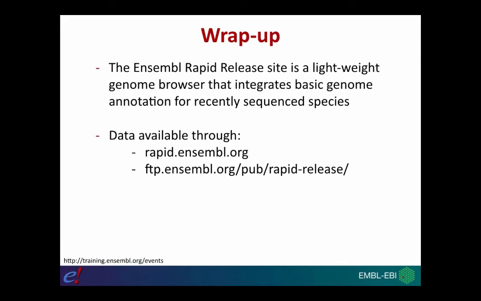Just to summarize what we covered today, the Ensembl Rapid Release site is a lightweight genome browser that integrates some basic gene annotation data for recently sequenced species. This has been mainly in response to the large number of genome assemblies that are being produced by large collaborative projects and individual research groups around the world. The data is all available through rapid.ensembl.org, that's the genome browser, or through ftp.ensembl.org/pub/rapid-release. That's the address for the Rapid Release FTP site.